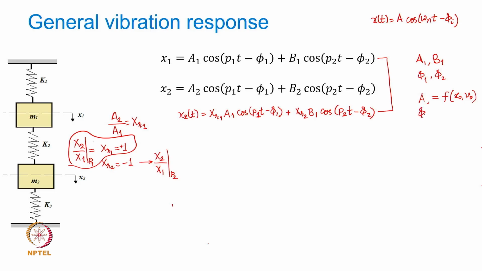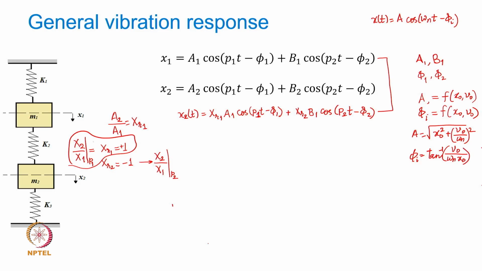Whereas phi also, if you recollect, which we write as an initial phase lag, was also a function of all these x naught and v naught. If you recall, the amplitude A was the square root of x naught square plus (v naught by omega n) whole square, and phi was tan inverse of v naught over omega n x naught.